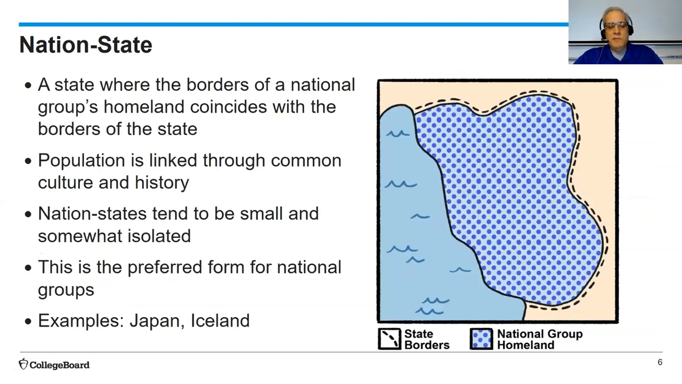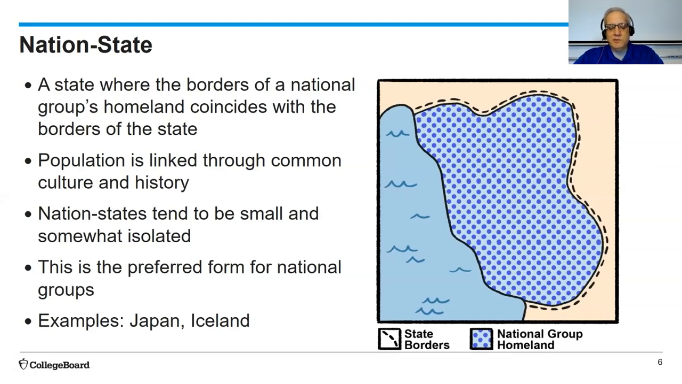So when you start to combine the two, you get a nation state. And a nation state is an area where the borders of the national group's homeland coincide with the borders of the state. The population is linked together through common culture and history. So nation states tend to be small or somewhat isolated, but it is important for you to understand that of all the national groups that are out there, this is the preferred form for national groups.